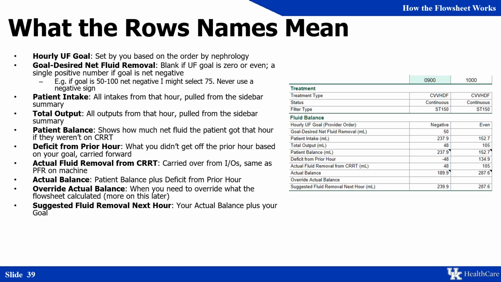Deficit from prior hour is what you didn't get off on the prior hour based on your goal. It carries it forward to this hour. Your actual fluid removal from CRRT, this is the same thing as the PFR on your machine. Actual balance is going to be your patient balance, so that's your balance this hour, plus your running deficit from the prior hour. So this is where we start to get that cumulative aspect that's really important for the flow sheet. Override actual balance is when we need to basically change that actual balance for various reasons, and we'll talk about that more later. And then the suggested fluid removal next hour is your actual balance plus your goal. So let's see the math on that the next slide.